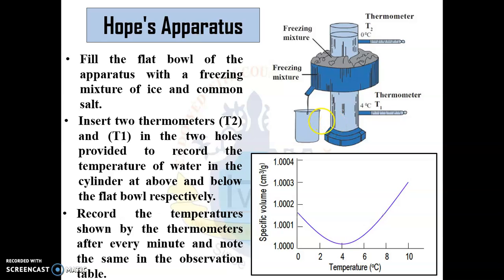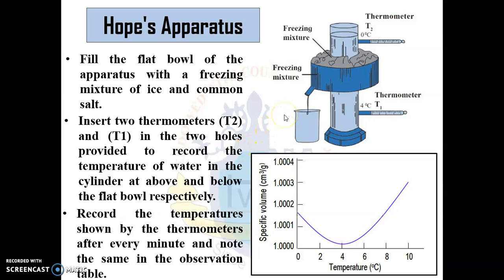The anomalous behavior of water can be studied with the help of Hope's apparatus. In Hope's apparatus, a flat bowl is attached to a cylindrical container as shown over here in the picture. There is a provision to attach thermometers above and below the flat bowl on the cylindrical container, that is, T1 and T2 are the two thermometers that are attached below and above the bowl. Water is filled in the cylindrical container and a mixture of ice and common salt is put in the flat bowl.